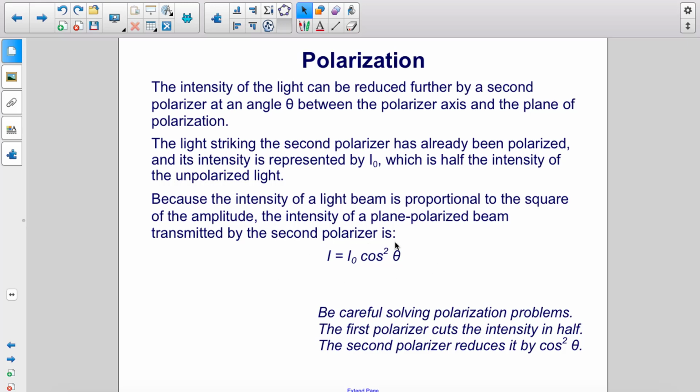Be careful solving polarization problems. The first polarizer cuts the intensity in half. The second polarizer reduces it by cosine theta squared. This equation is not on the AP Physics 2 equation sheet, but theoretically they could give you this equation and ask you to solve a problem with it.